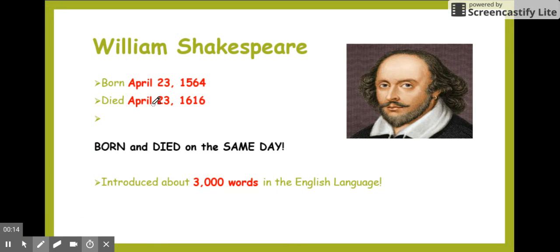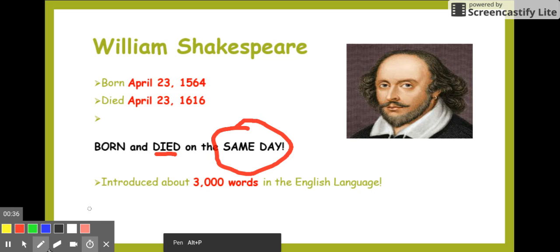An interesting fact about him is that he was born April 23rd, 1564, and he died on April 23rd, 1616. Do you notice something here? Well, he died on his birthday. So basically, he was born on the same day of his death, which is pretty sad, but also a very strange, bizarre coincidence.